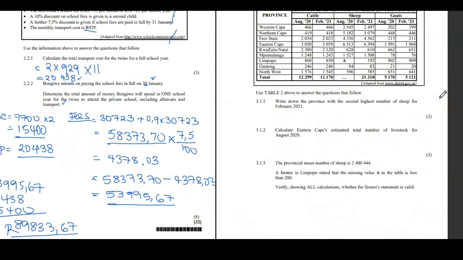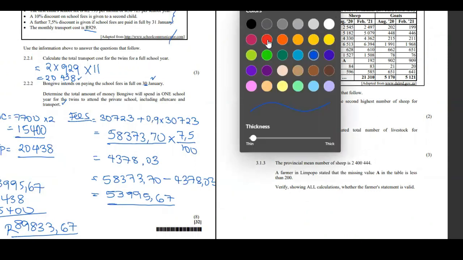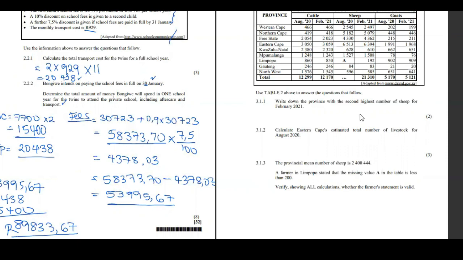Okay, let's continue and we see this. Write down the province with the second highest number of sheep for Feb 2021. We shall come under sheep here together. You can number them. Let's come here and we number. Now, first and foremost, Feb 2021 sheep. So we are here, sheep. Feb 2021 is here.